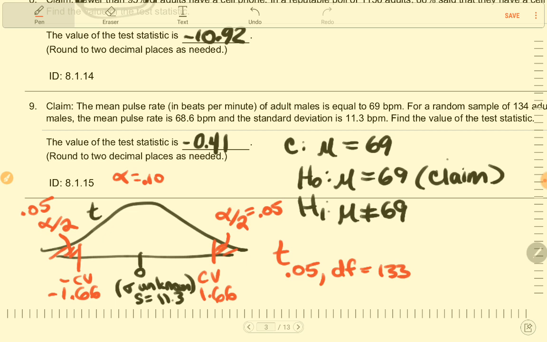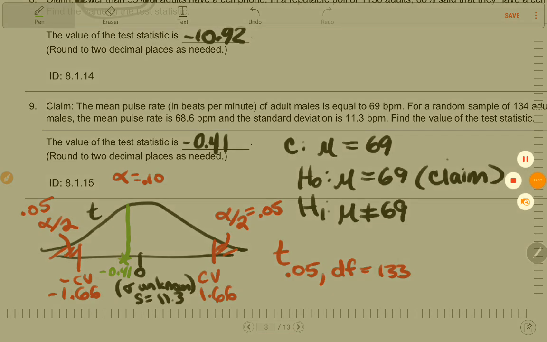Okay, then I did my test statistic. I found my test statistic was negative, right about there, negative 0.41. And that means that my test statistic is not as extreme as my critical value, so it's not significant. And we would fail to reject the null hypothesis, which means we fail to reject the claim. So because we fail to reject the null hypothesis, since the claim is the null hypothesis in this case, we will also say that we have failed to reject the claim. And that's it for this video.